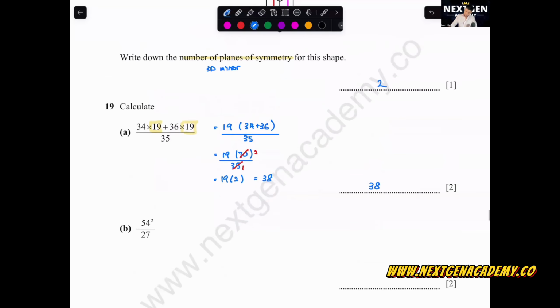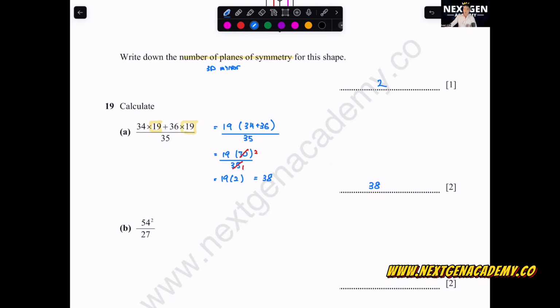Okay, the next one. 54 square over 27. How to do 54 square over 27? Should we open up 54 first? 54 times 54. Yes? Everyone agree? Why should we open up the 54 first? My question is, should we do 54 square first? Yes? Everyone agree? No. Why not?